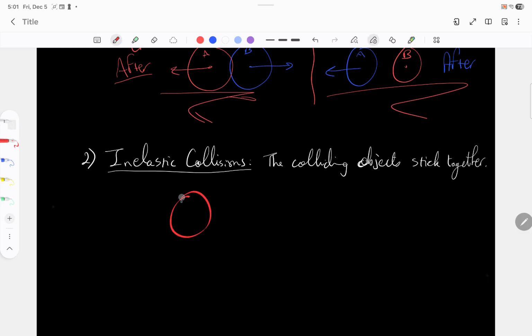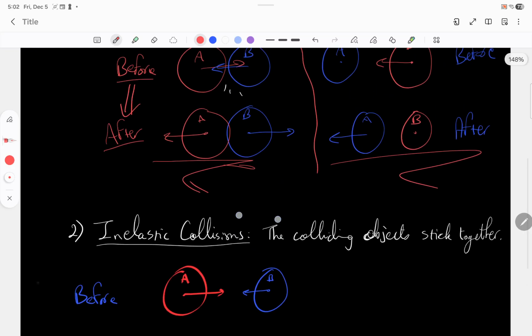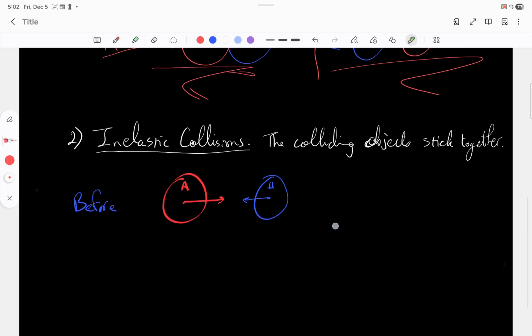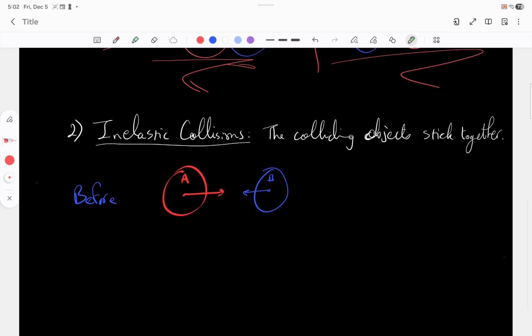So what does this mean? Again, suppose we have object A that is heading towards an object B, and object B is also heading towards object A. This is the before image. What happens when they collide with each other? First, we will see that instead of bouncing off of each other, just like in the previous scenario, where the balls simply end up moving in the opposite direction, in this situation, the balls end up sticking to one another, forming one bigger mass.